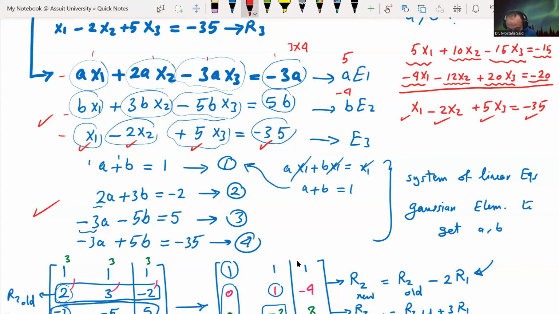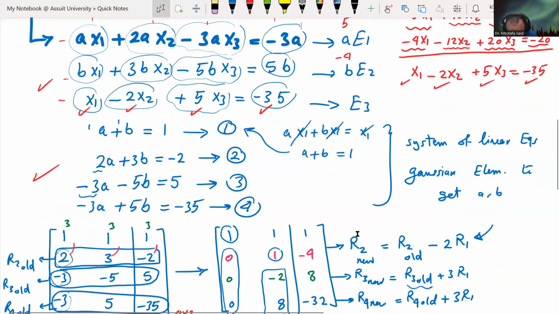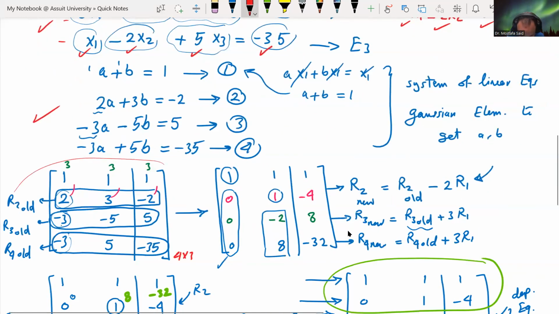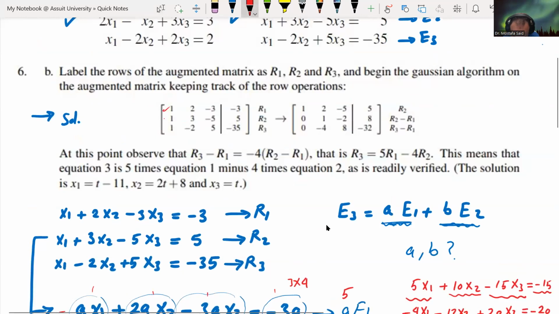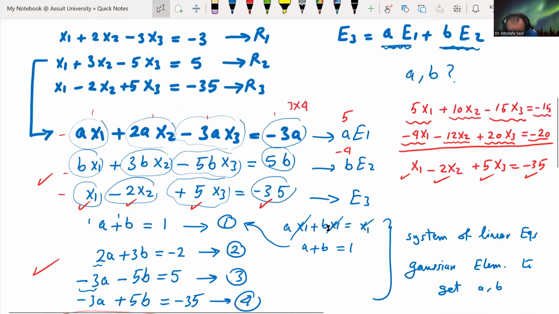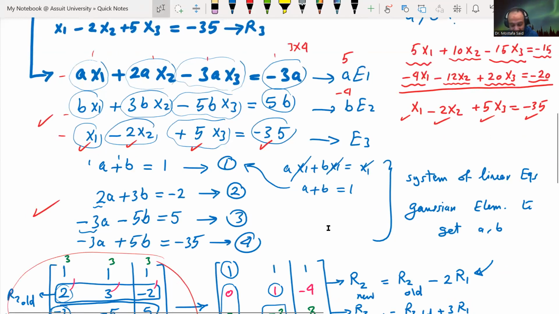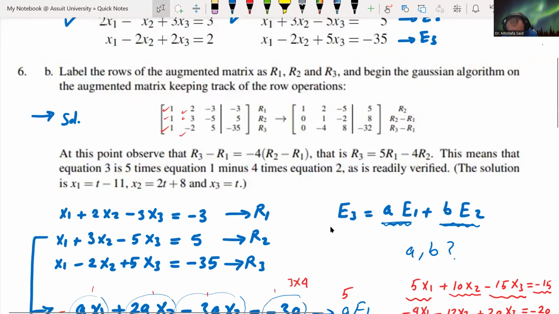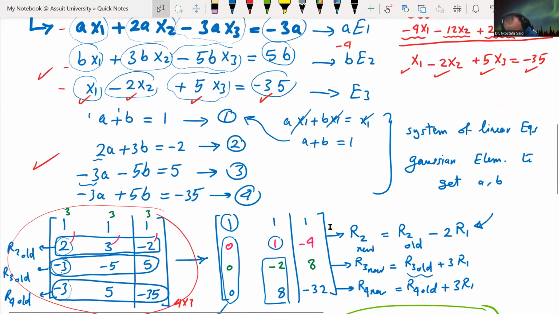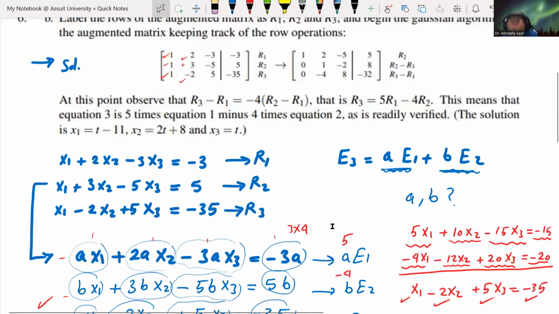So what he did is that he transposed this system. Okay. Let's check on that. The first row should be the first column: 1, 1, 1. Yes. The second row should be the second column: 2, 3, minus 2. Perfect. The third row should be the third column: minus 3, minus 5, 5. Yes.